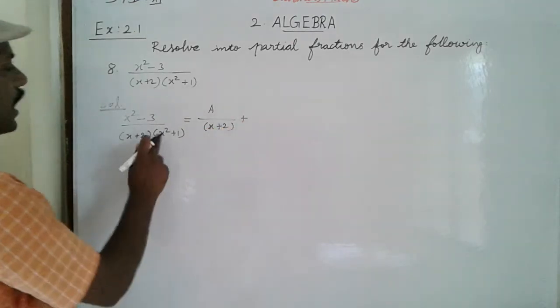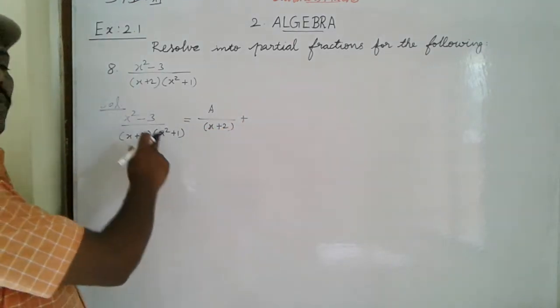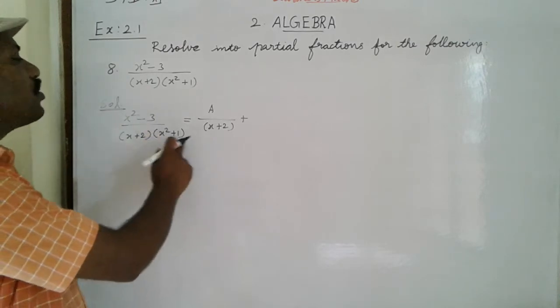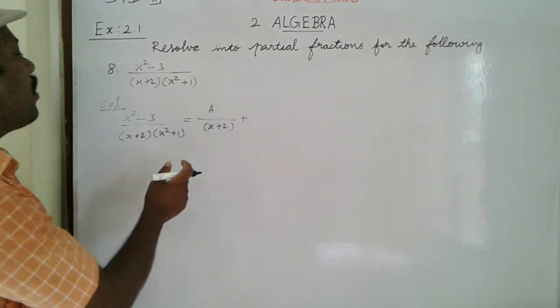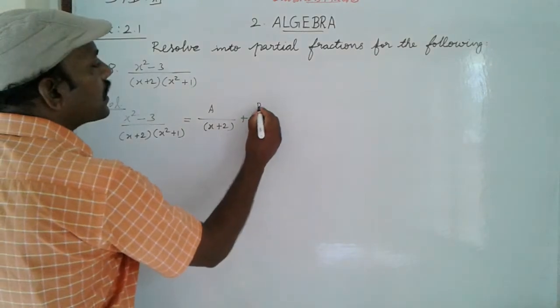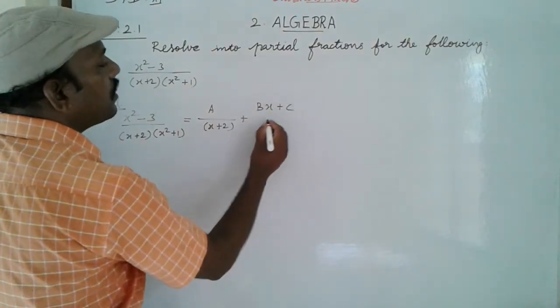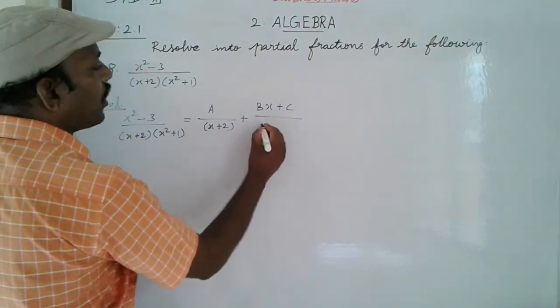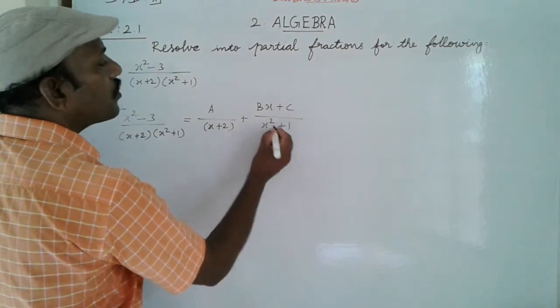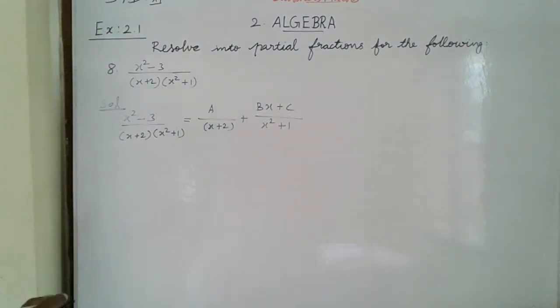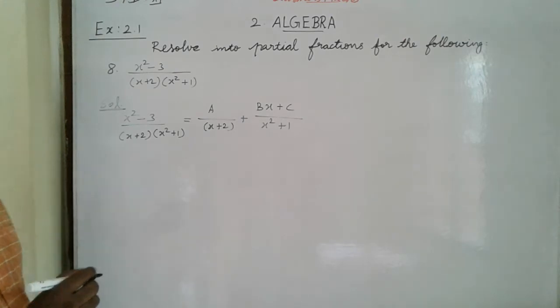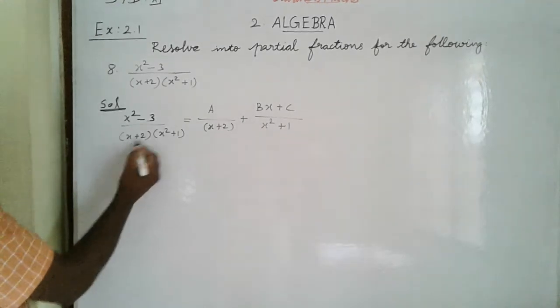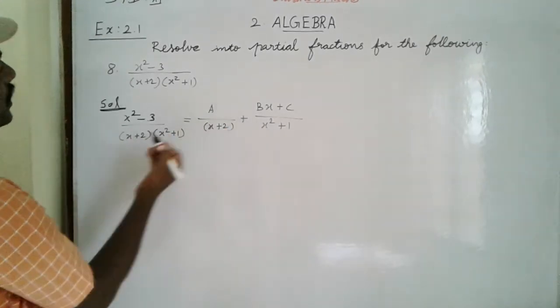Next is x² + 1, a quadratic expression. It's not possible to factorize. So we know the format is (Bx + C) divided by (x² + 1). So this is the format we should write: (Bx + C) divided by (x² + 1). Cross multiply here, x + 2 is cancelled.